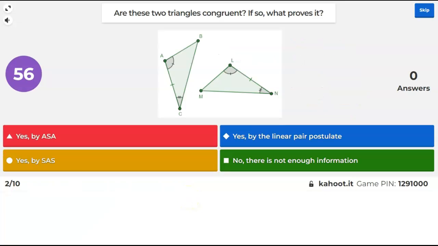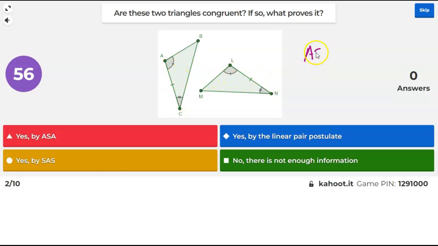Number 2. Are these two triangles congruent? If so, what proves it? So let's take a look at these two triangles. We have this one ABC and this one LMN. And we have an angle and the side between them. So it's an angle included side angle. Now we have a congruent angle over here, a congruent side, and a congruent angle. So we also have angle, side, angle over here. Angle, side, angle, angle, side, angle.